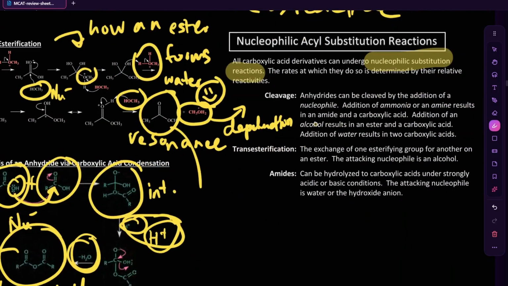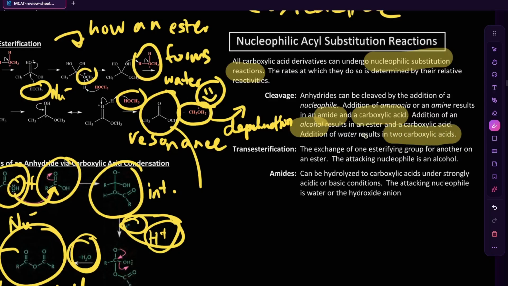And so cleavage is when an anhydride reacts with ammonia or an amine, which gives an amide. So you get an amide plus a carboxylic acid. And the carboxylate half is simply the leaving group that got kicked out, basically. And if you react it with an alcohol instead, it results in an ester and a carboxylic acid. And if you react it with water, you actually get two carboxylic acids.